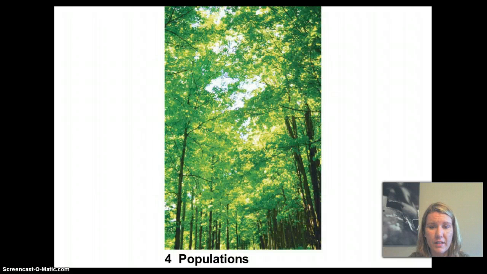A population, on the other hand, looks at only one type of species living in a given area. So these might be, I'm going to say oak trees. I don't know. I can't tell from looking at the picture. But all of these oak trees that live in that area make up a population.